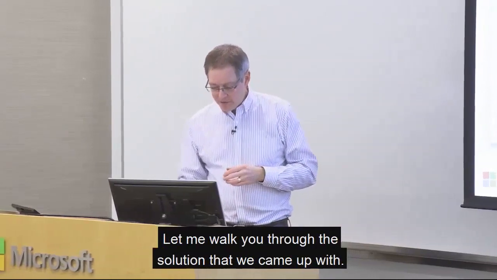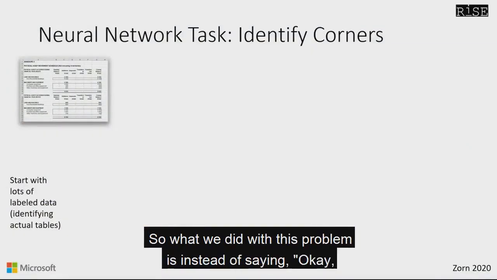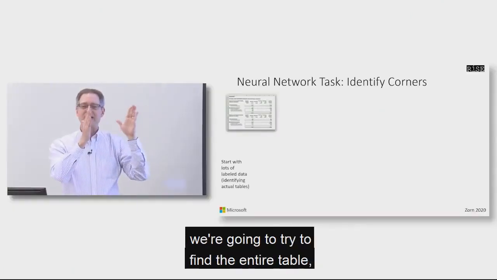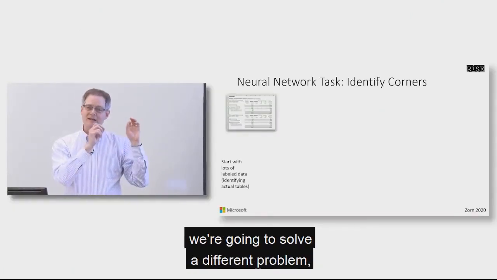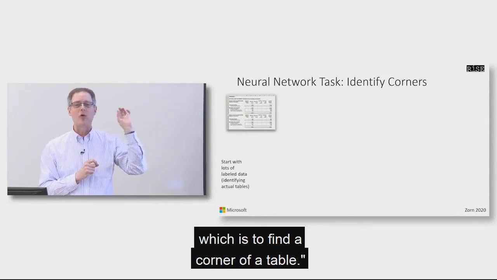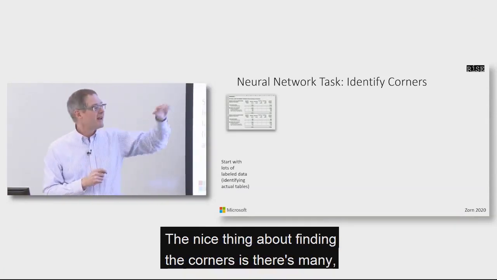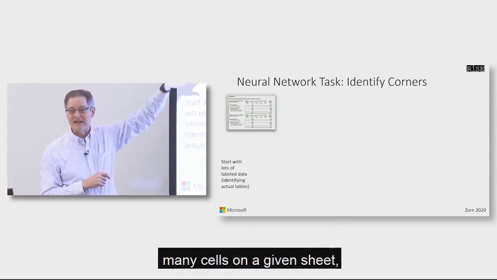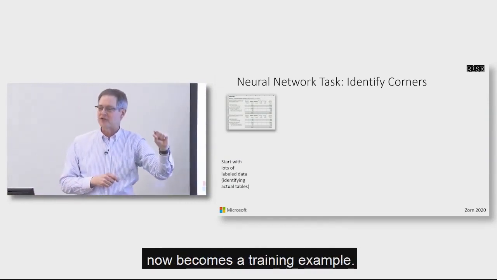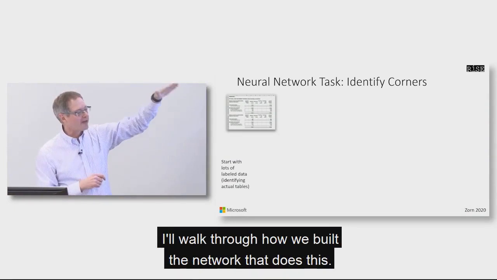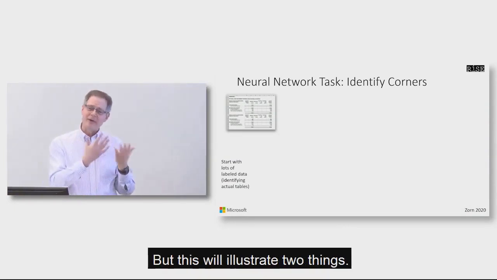Let me walk you through the solution that we came up with. Instead of trying to find the entire table, we're going to solve a different problem, which is to find a corner of a table. The nice thing about finding the corners is there are many, many cells on a given sheet, and every single one of those cells now becomes a training example. I'll walk through how we built the network that does this, but this will illustrate two things.